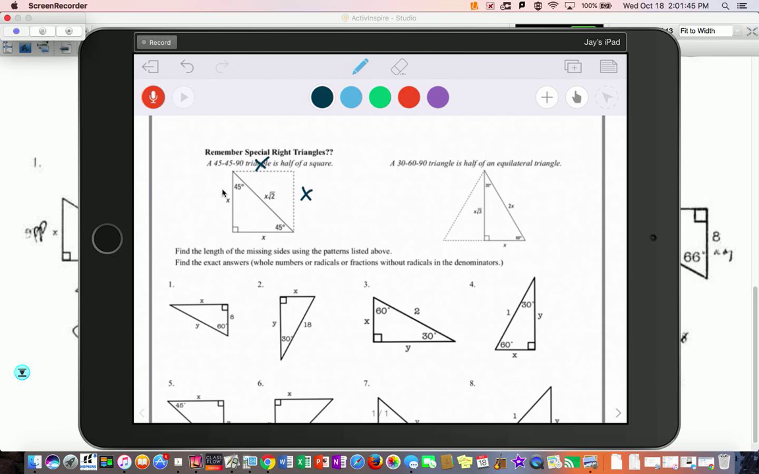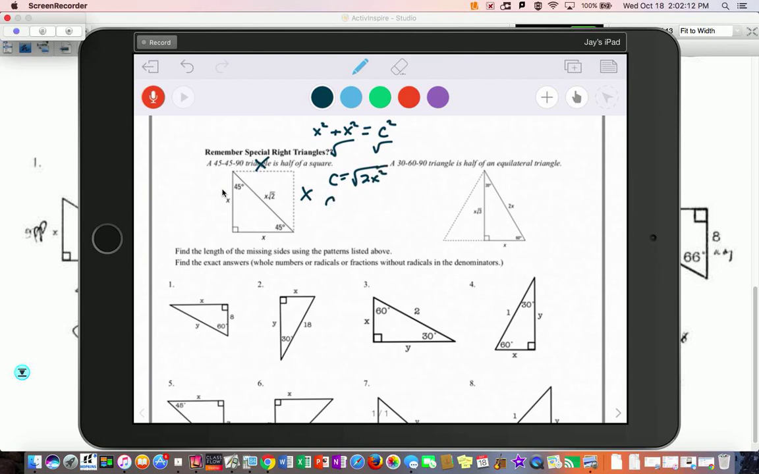So if I did the Pythagorean theorem, it would have been x squared plus x squared is equal to c squared. So what is my c equal? And so I would have to square root both sides. Now c would be equal to the square root of 2x squared.